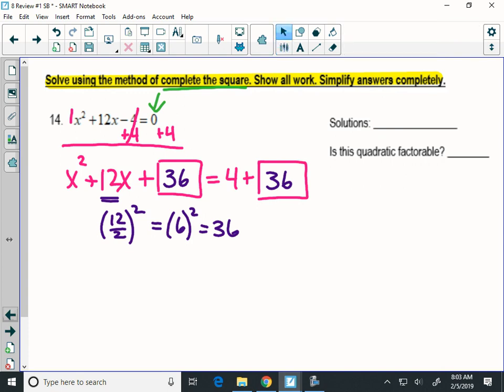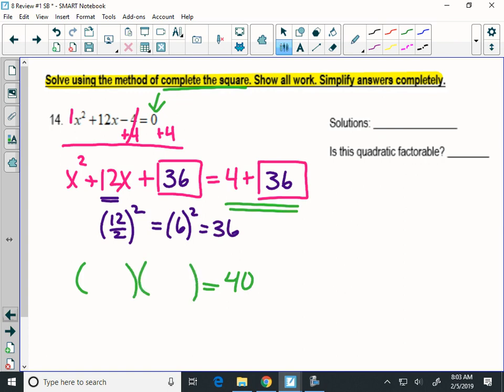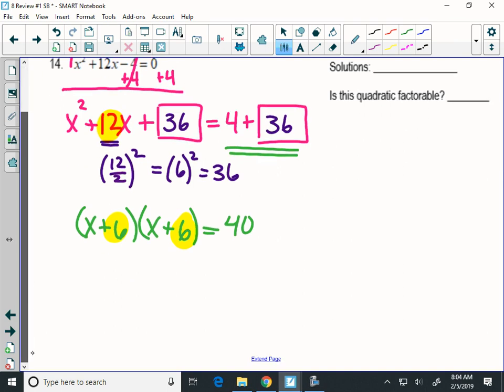Now you're going to combine. On the right-hand side, 4 plus 36 is 40. The left-hand side factors. Remember, this is a perfect square trinomial, so we had a shortcut. Inside our parentheses will always be an x. And then to fill in the number part, remember you take half of the middle term. And half of 12 is positive 6. So I'll do a plus 6 in both parentheses. That's our shortcut. You could just split the middle if you don't trust me, but that's the shortcut.